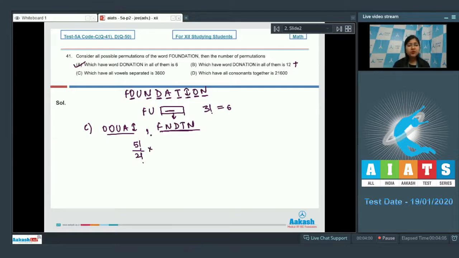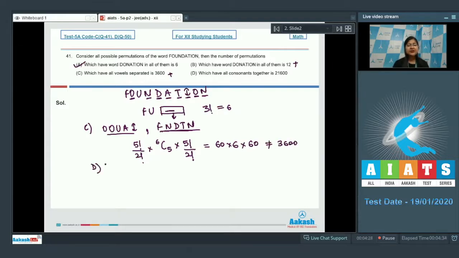Now, in between these 5 we have 6 spaces for the vowels. From these 6 I select any 5, and we arrange the vowels in 5 factorial divided by 2 factorial ways because 2 O are alike. The value of this is 120 by 2, that is 60, into 6 into 120 by 2, that is 60. This is definitely not equal to 3600, so this option is incorrect.